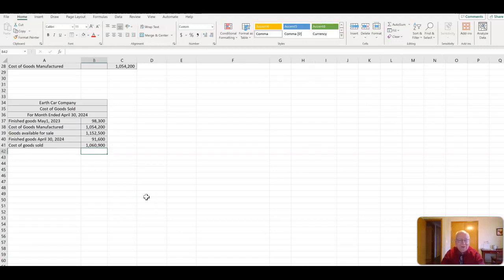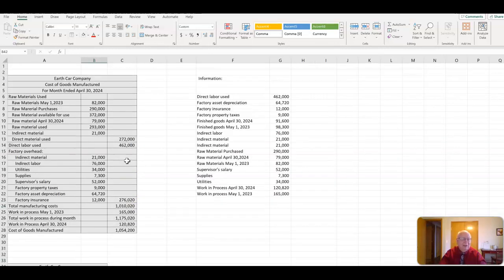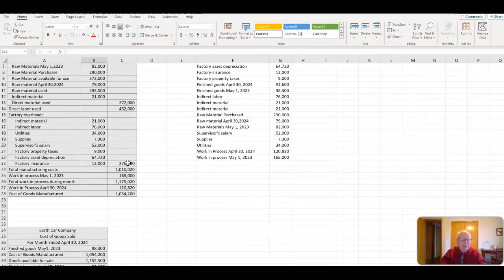Okay, then what you would do, you would go to the income statement, would be the next statement you would have. Your sales, and then you subtract off the $1,060,900 for your cost of goods sold to get your gross profit, and then the rest of the income statement is just exactly what you did before. So I hope that helps, and that is the manufacturing statement and the cost of goods sold.